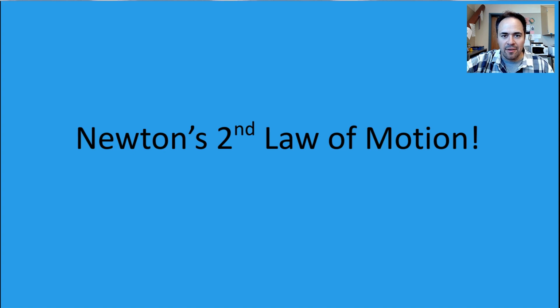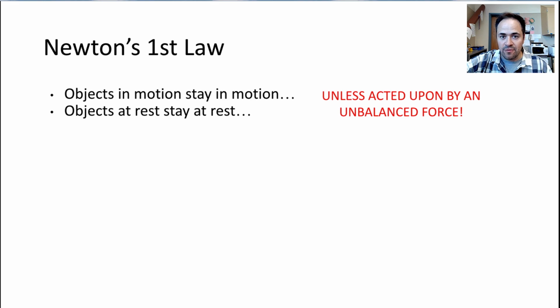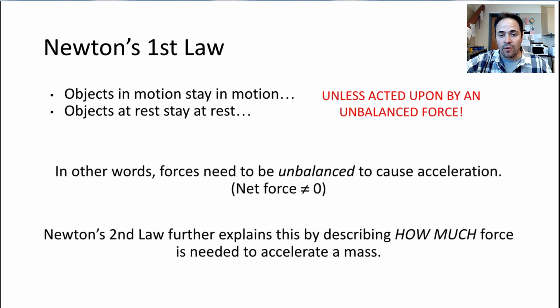We are going to be talking about Newton's second law of motion today. So we know Newton's first law tells us that an object at rest will stay at rest, or an object in motion will stay at its current motion, same velocity, no change to speed or direction, unless acted upon by an unbalanced force. So in other words, forces need to be unbalanced to cause acceleration. Net force cannot be zero.